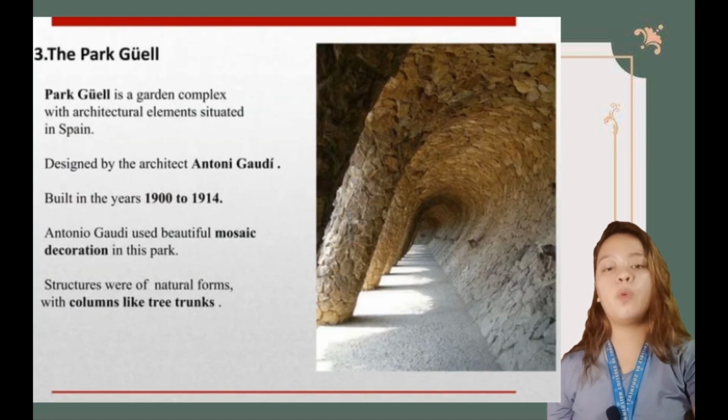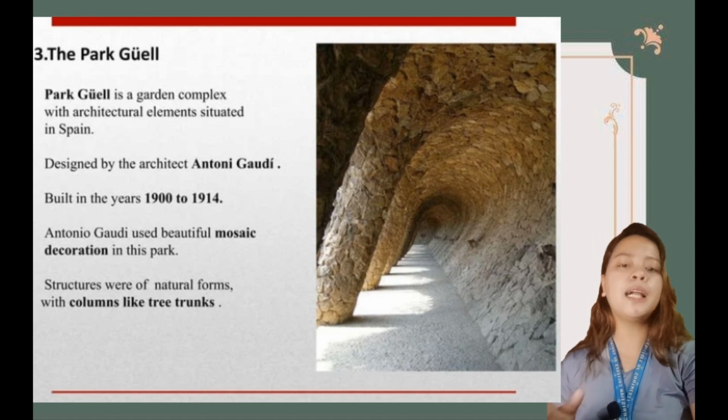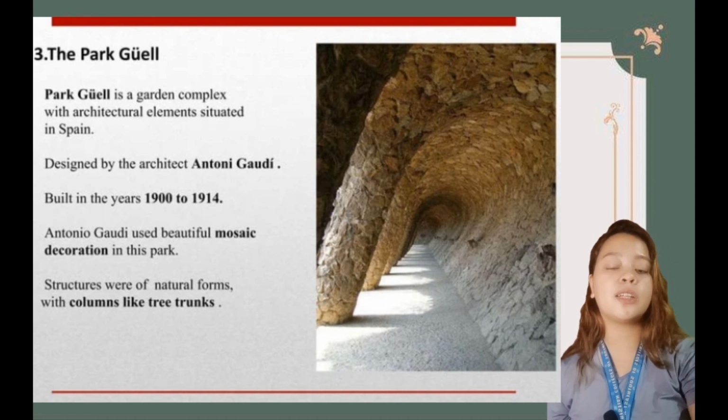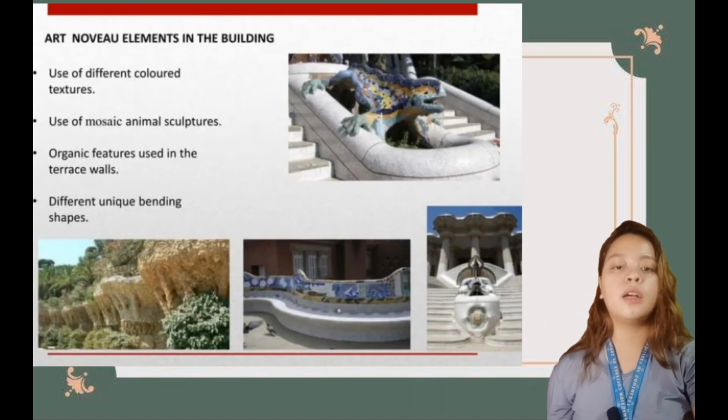Next is the Park Güell. Park Güell is a garden complex with architectural elements situated in Spain, designed by the architect Antoni Gaudí. Built in the years 1900 to 1914, Antoni Gaudí used beautiful mosaic decoration in this park. Structures were of natural forms with columns like tree trunks. So Art Nouveau elements in the building.